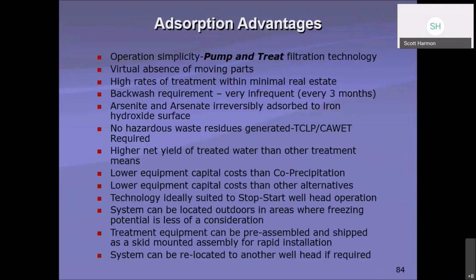We're almost at a break, guys. Almost here at the end of this absorptive one. Absorptive advantages, and I'm not going to read every one of those. You can read through those.